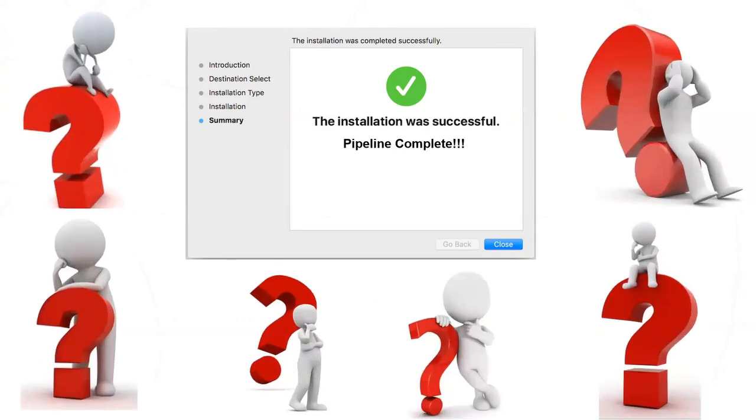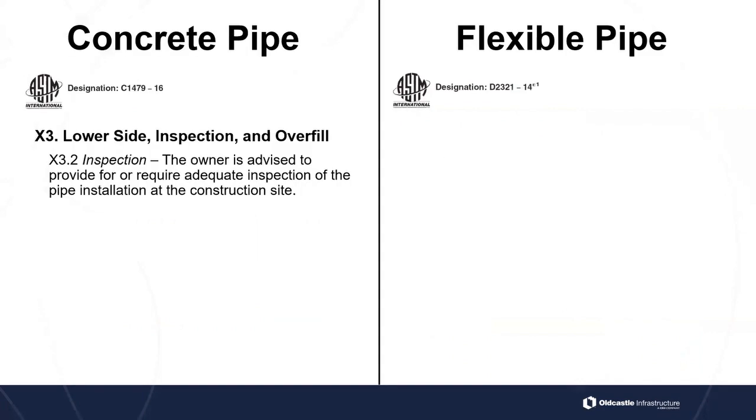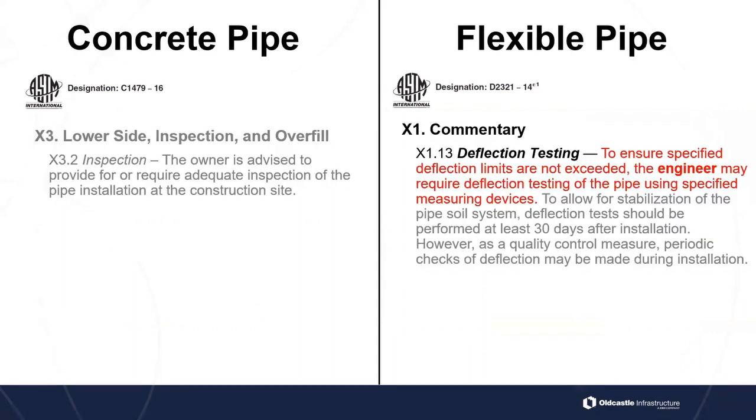Or is it? Was the installation successful? I don't know. What's the best way to find out and know? Well, the best way to know if a pipe was installed correctly was field inspection of pipes. So when we look at concrete pipe, there's a recommendation for inspection that says the owner is advised to provide for or require adequate inspection of the pipe installation at the construction site.